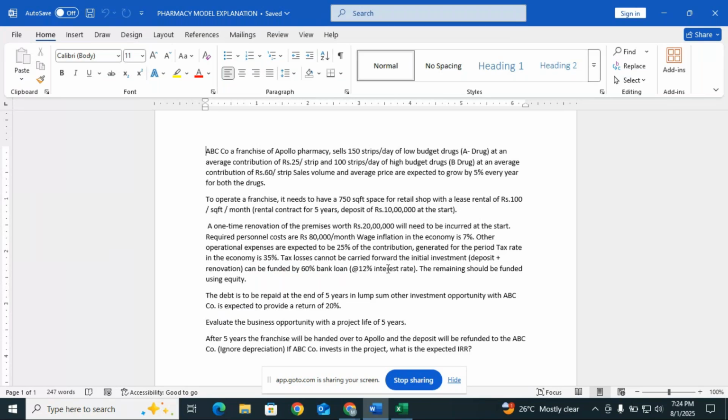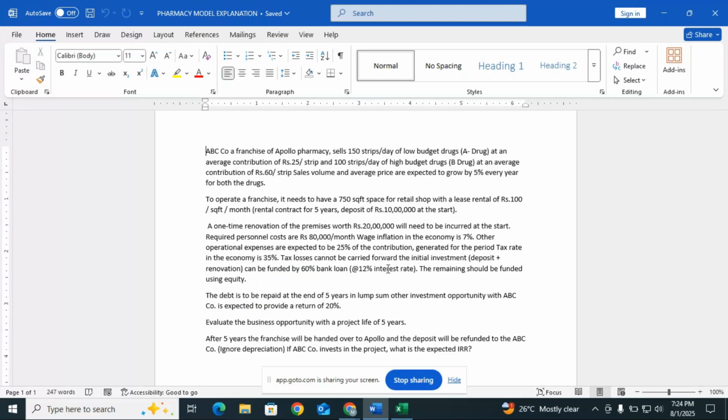can be funded by 60% bank loan. So this is available at 12% interest rate. Okay, and the remaining should be funded by using your equity. Now the debt is to be repaid. Now how much loan is being taken for all these things? The debt is to be repaid at the end of the fifth year in lump sum.